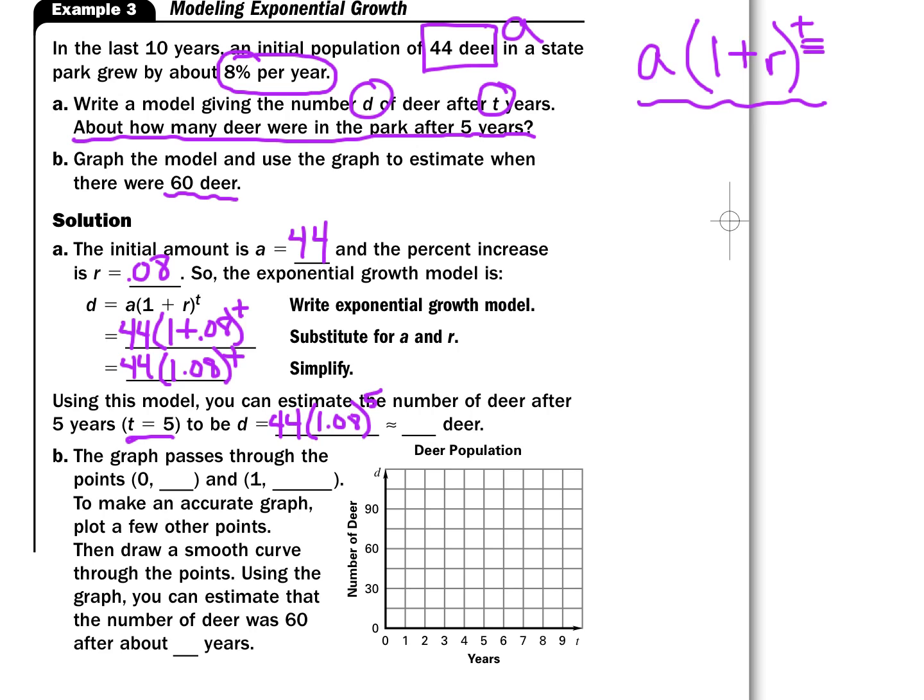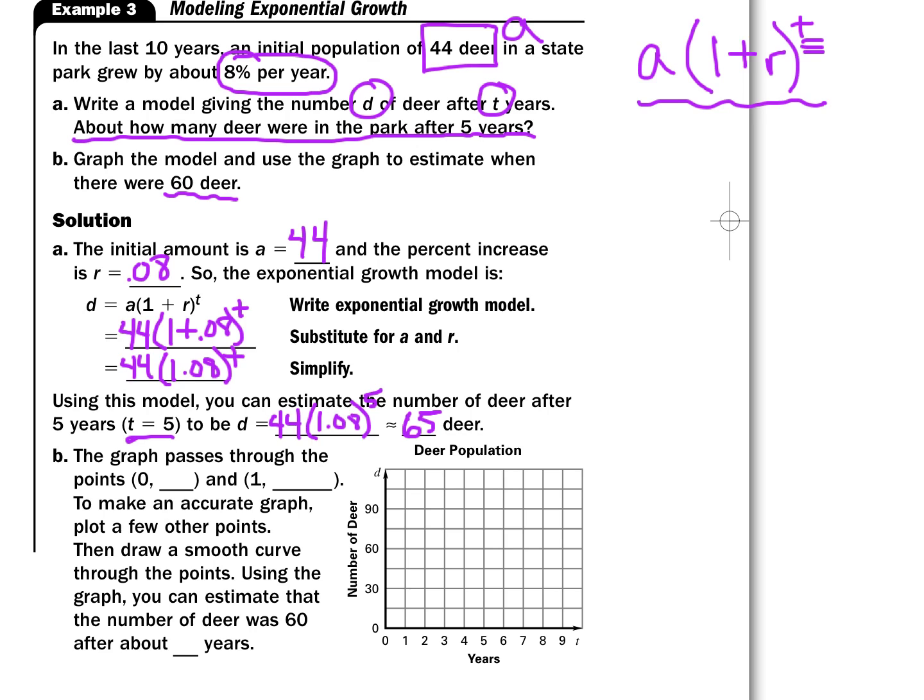And after 5 years, you'll see that we get 64.65, and since we don't want to have decimal points of deer because we don't have any deer missing legs or anything like that, we're just going to make it a nice round 65 deer.